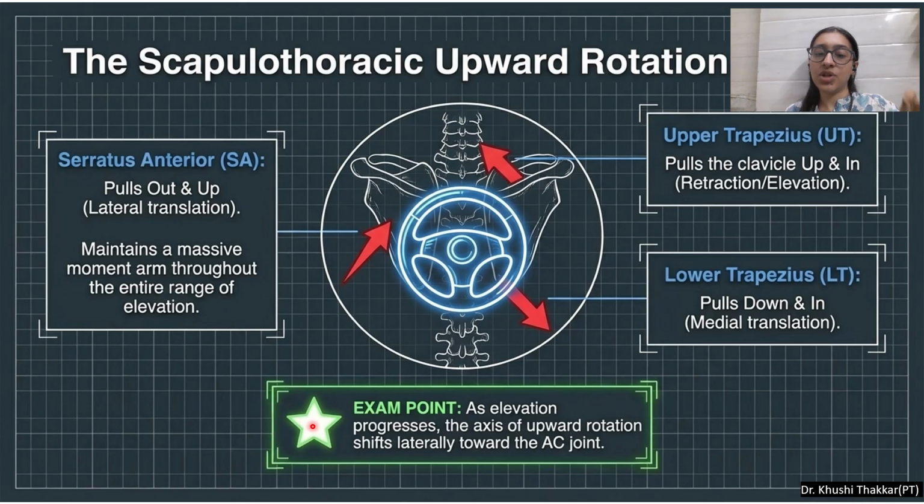As elevation progresses, the axis of upward rotation shifts laterally towards the acromioclavicular joint. So actually this scapular upward rotation begins at the sternoclavicular joint initially. This axis gradually moves from medial to lateral direction and ends at the acromioclavicular joint and then the glenohumeral joint during entire abduction or elevation movement.